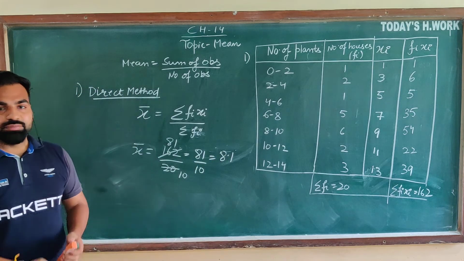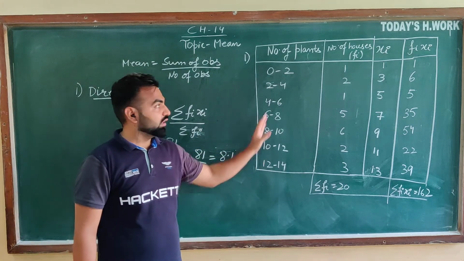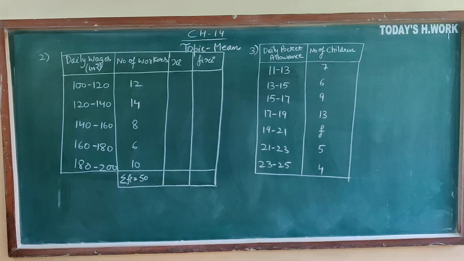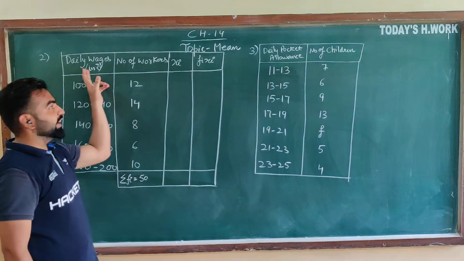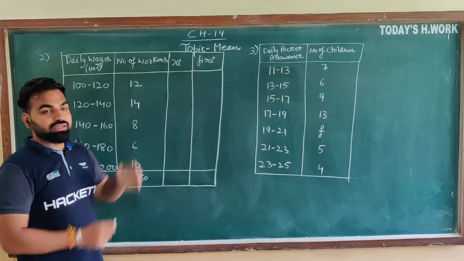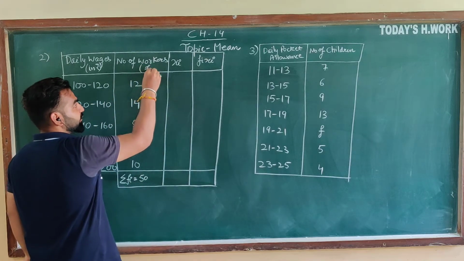So this was the direct method to find the mean of the data which is given in the form of class intervals. Now in question number 2, we are given daily wages in the form of class intervals and number of workers, that is fi's are given.